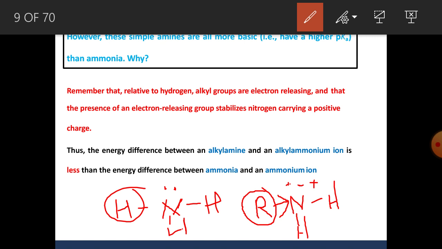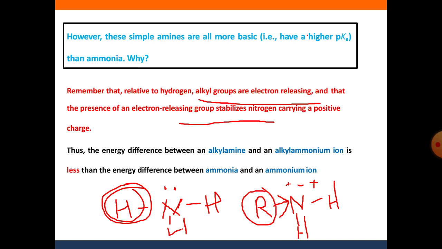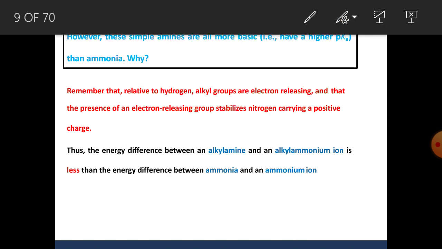So whenever there is an alkyl group, it acts as an electron releasing moiety which helps to stabilize nitrogen carrying positive charge. But in the case of ammonia, there is no alkyl group which can release electrons to stabilize the positively charged nitrogen. That is why amines are more basic as compared to ammonia. That you have to remember.